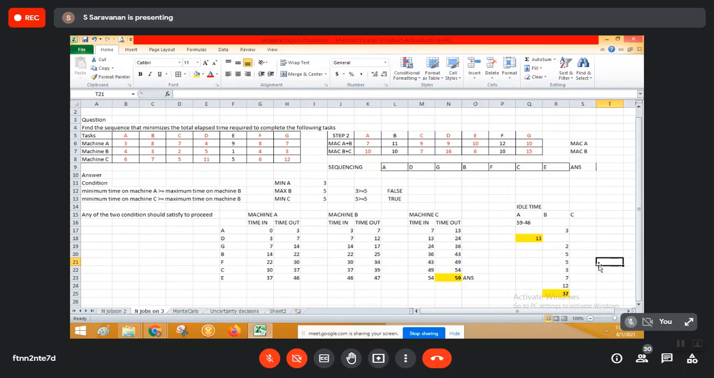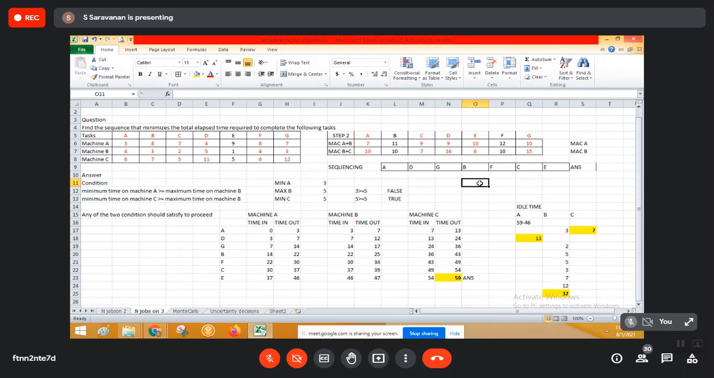I will be posting this specific Excel sheet in your Google Classroom. Machine C is idle for how many minutes at the starting? 7 minutes. So here you see 13, 13, no idle. 24, 24, no idle. 36, 36, no idle. 46, 46, no idle. 49, 49, not idle. 54, 54, not idle. And 59. So the machine C is idle only for 7 minutes.